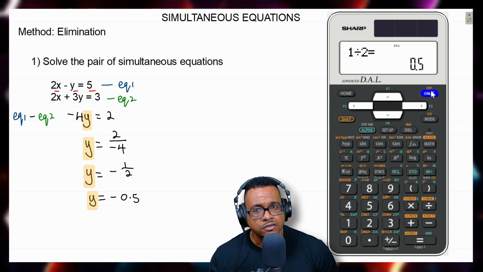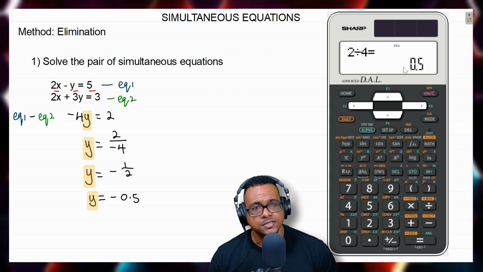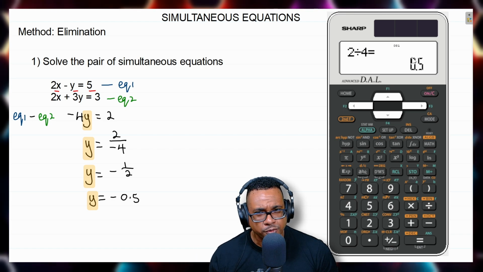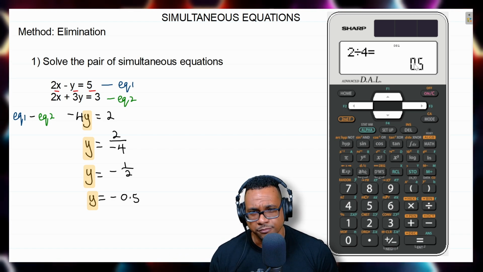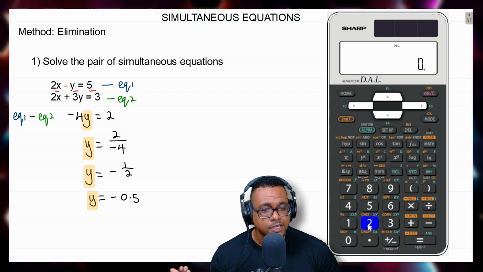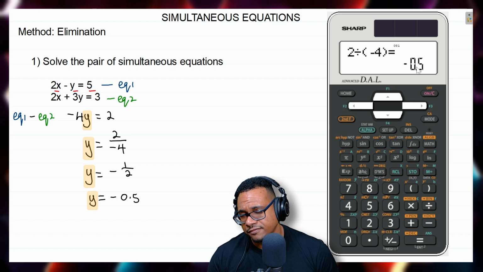Or if you didn't want to break it down, you can go back and put 2 divided by 4, and you see you still get 0.5. And of course, it was 2 divided by negative 4, so the answer would be negative, so negative 0.5. And even if you weren't sure about the signs, you can put 2 divided by, and put the negative like that, 4. And press equal, and you see you get a negative 0.5.